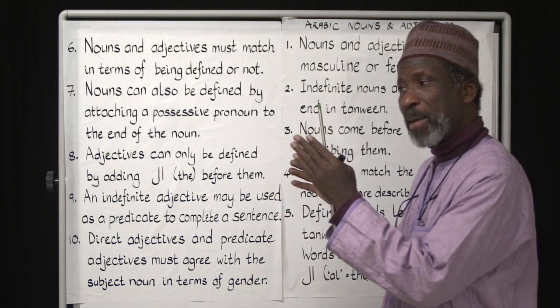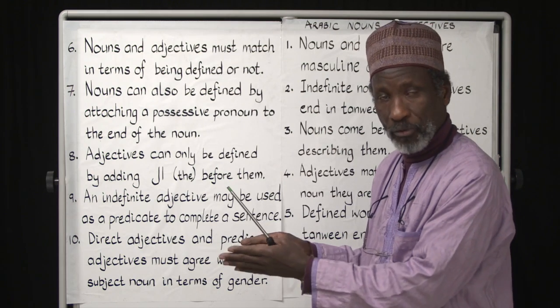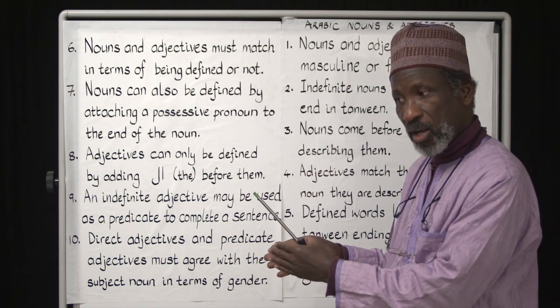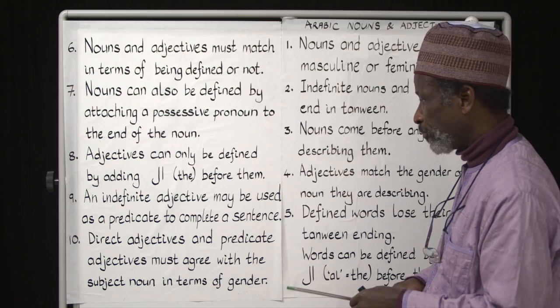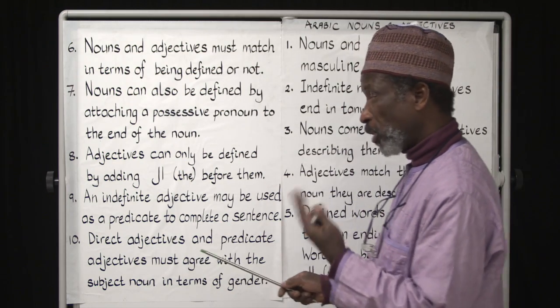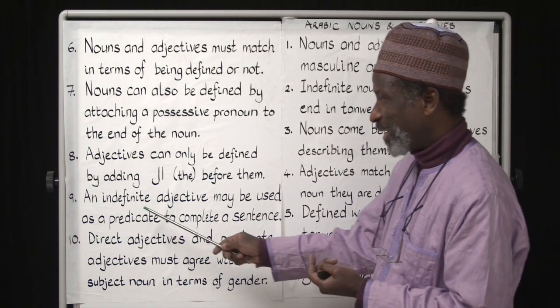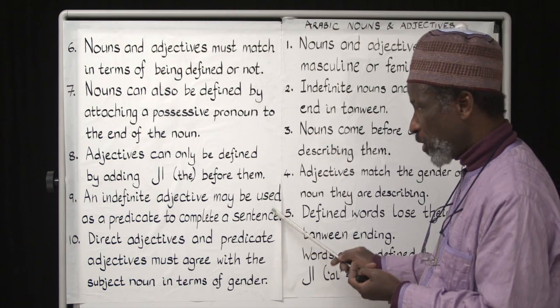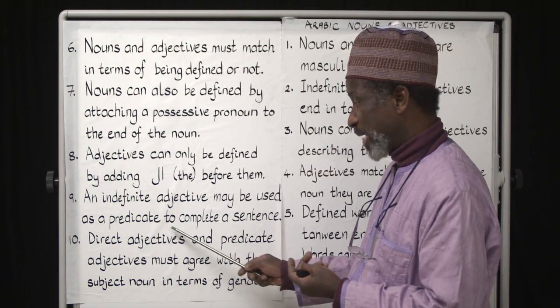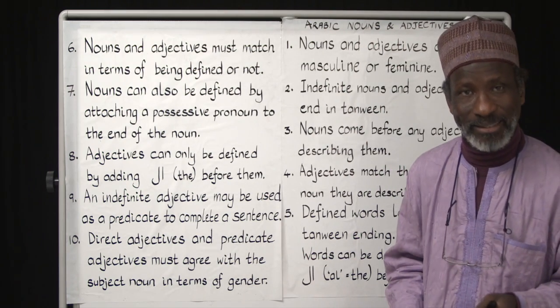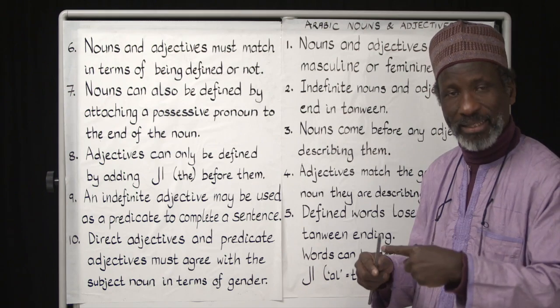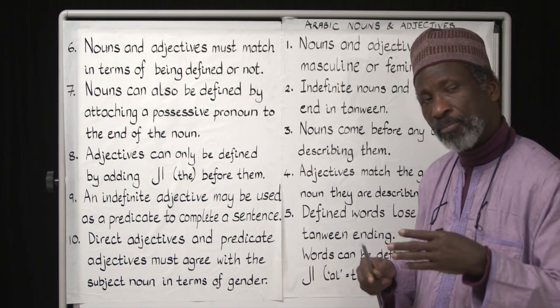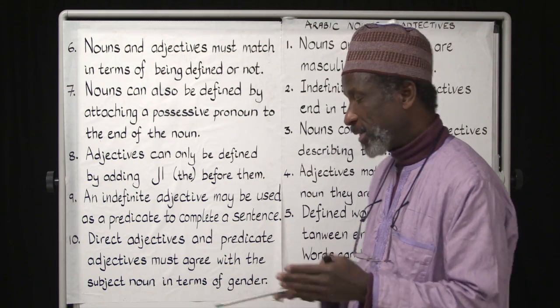Meaning you mention a noun, for instance, the computer, and then you give us the news about the noun. So that's what is called subject and predicate. An indefinite adjective may be used as a predicate to complete a sentence. So that's when you are using your adjectives to complete a sentence.